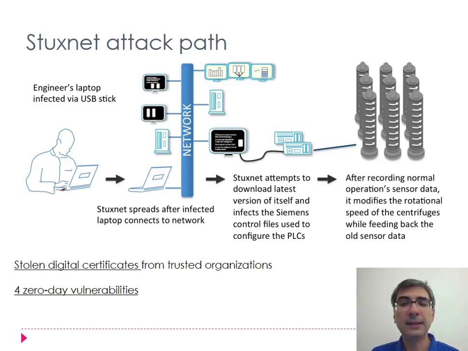Stuxnet, interestingly, used stolen digital certificates from trusted, legitimate organizations. So someone had stolen these certificates, and it was these certificates that were used to bypass any kind of antivirus or anything else that would be looking for malware. So by carrying these stolen digital certificates from trusted organizations, Stuxnet was able to bypass quite a few of the security measures.